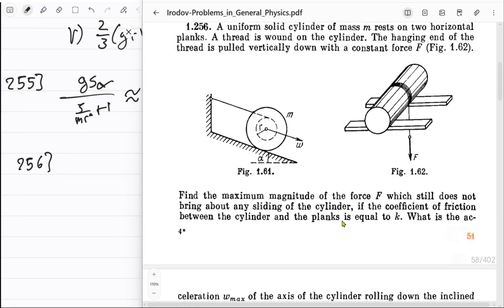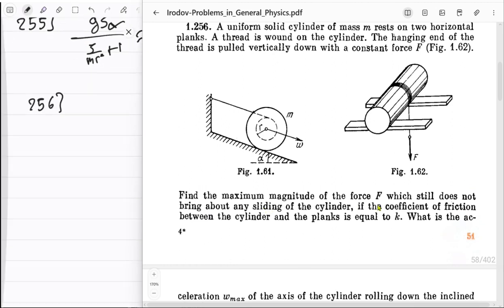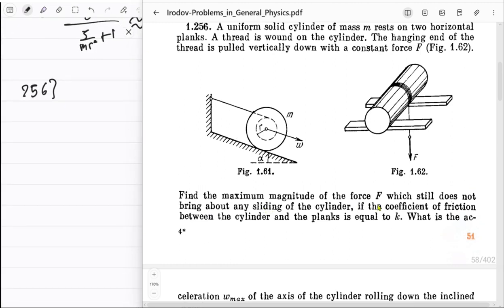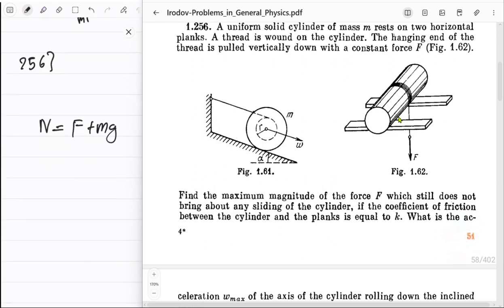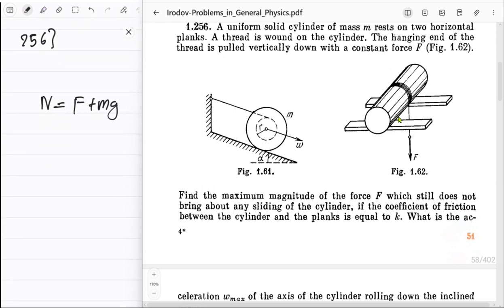Right. So a uniform solid cylinder of mass m rests on two horizontal planks. A thread is wound on the cylinder. Find the maximum magnitude of the force which still does not bring about any sliding. No big deal. This is the thing, right? So you got the normal force and you got gravity. What is the normal force equal to? It's equal to F plus mg. All right. So our friction would just be mu times that, the critical condition.